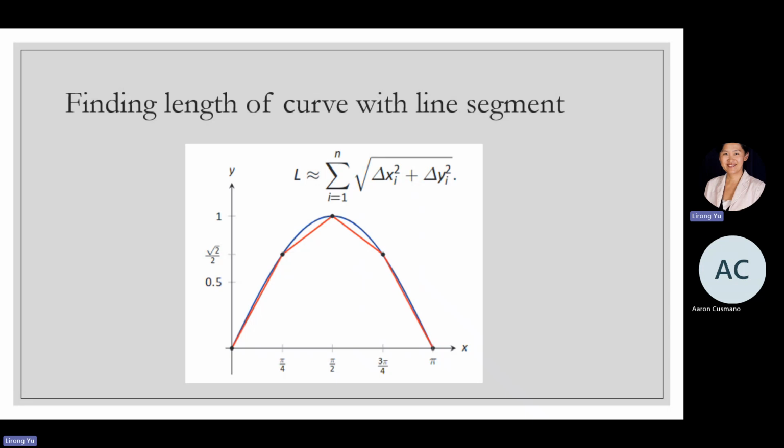So what we can do is, we want to find the length of a curve. It looks like one of the sine functions, like y equals sine of x, and we want to find the length of the curve from 0 to pi. We can separate the curve by the look of it, because y equals sine of x increases and then decreases. So we can split it up.